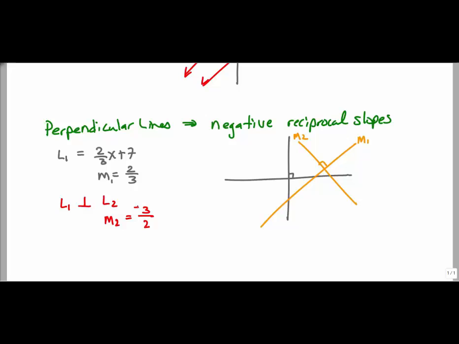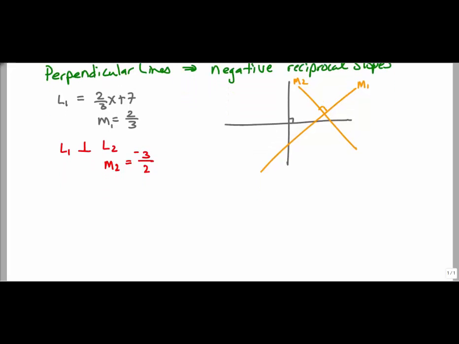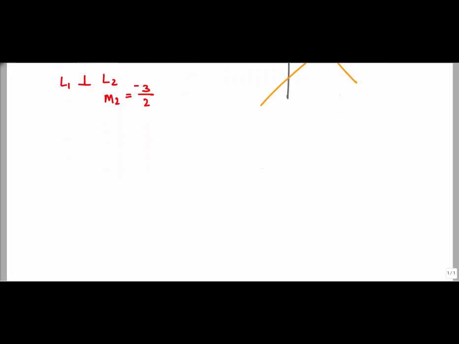Now what's the negative reciprocal of negative 3/2? We'd flip the 3/2 to get 2/3. I'd negate the negative to get a positive, and so they're negative reciprocals of each other. So negative reciprocal slopes for perpendicular lines.